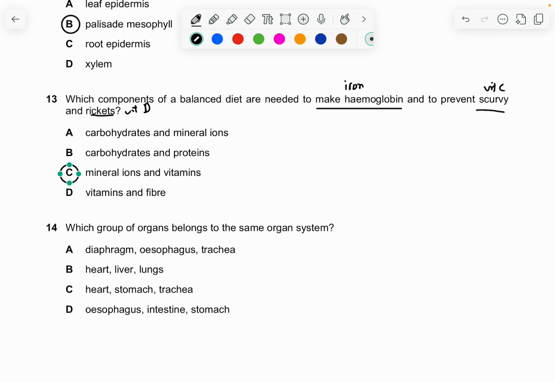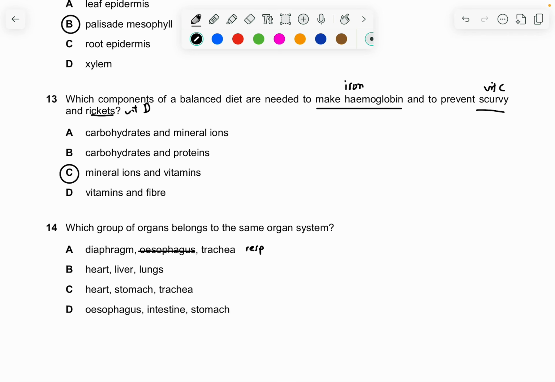Which group of organs belong to the same organ system? Meaning, whether they are in the digestive system, or the cardiovascular system, something like that. So the diaphragm, esophagus, and the trachea. So actually this is the respiratory system, but the odd one out is the esophagus. It shouldn't be there. B, heart, liver, and lungs.